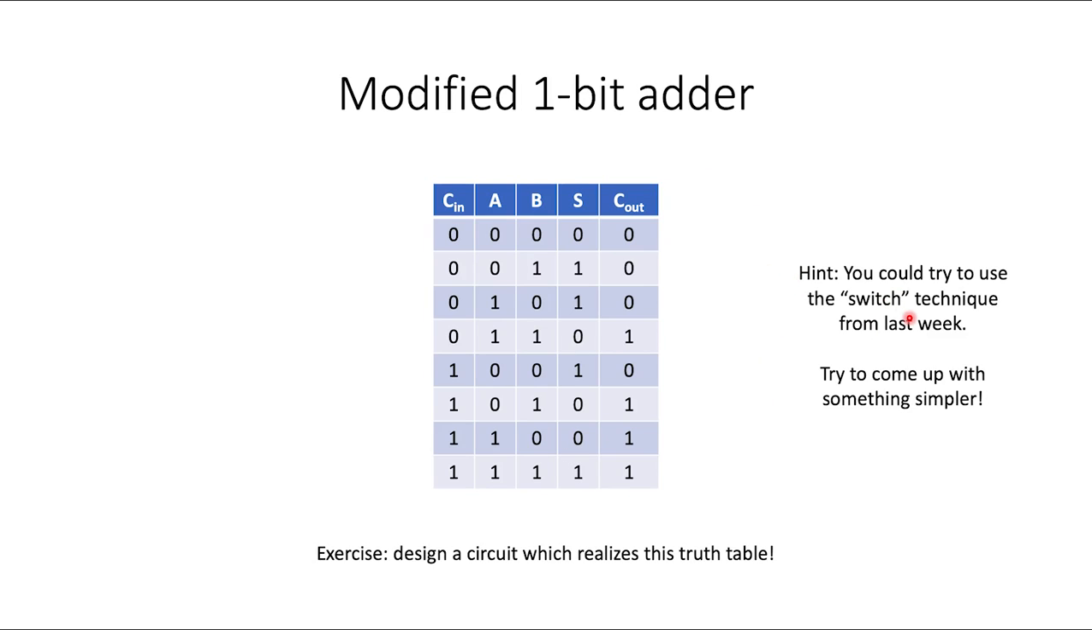So I'll give you two hints, one of which is that you can try to use the switch technique from last week. If you remember what the switch technique was, it's the ability to use different circuits depending on the value of a certain bit. So in this case, if the carry bit is 0, we want to do one particular thing. But if the carry bit is 1, then we want to do a completely different thing. And so this could sort of fall into the framework of the switch technique we had last week.